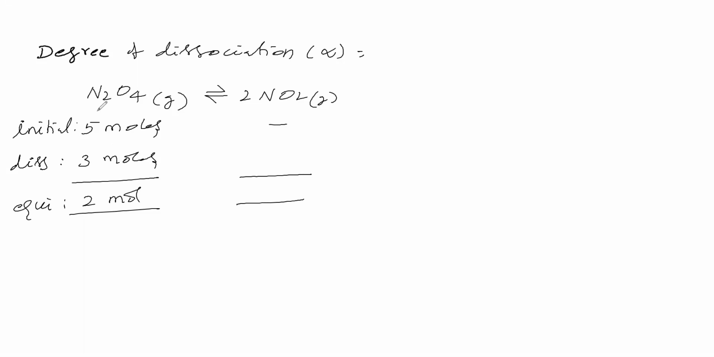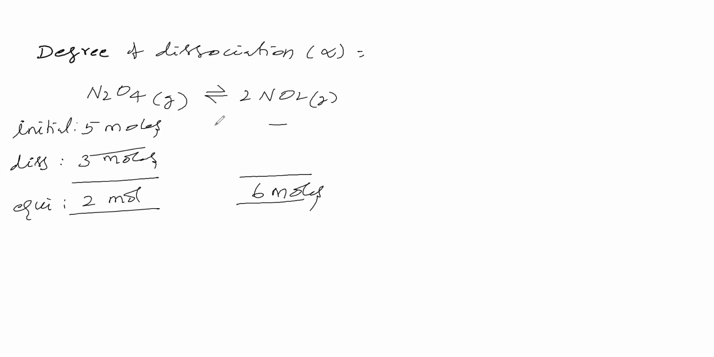Now 1 N2O4 on dissociation gives 2 NO2. So 3 moles of N2O4 on dissociation gives how much NO2? 6 moles of NO2.